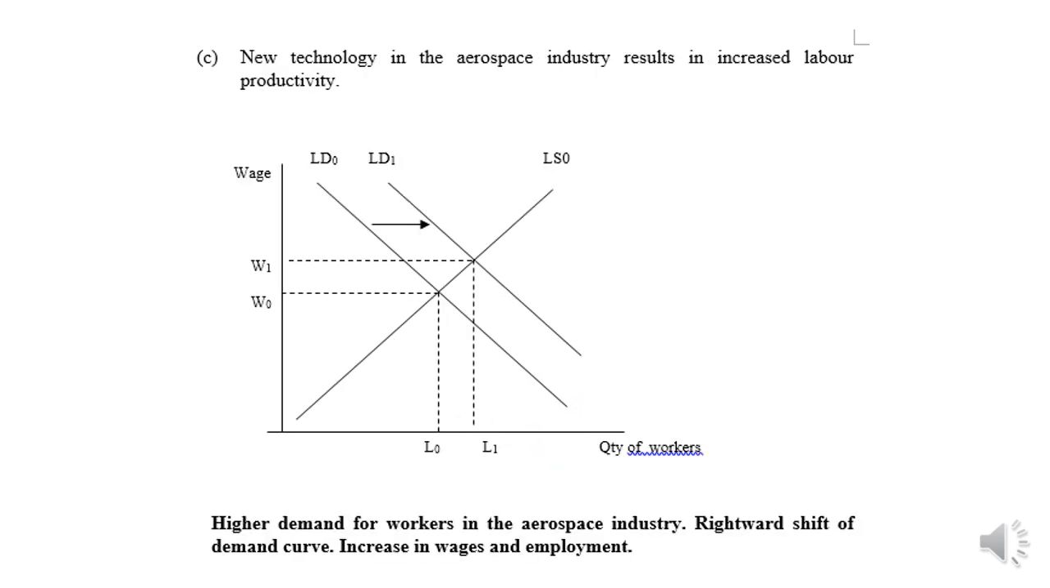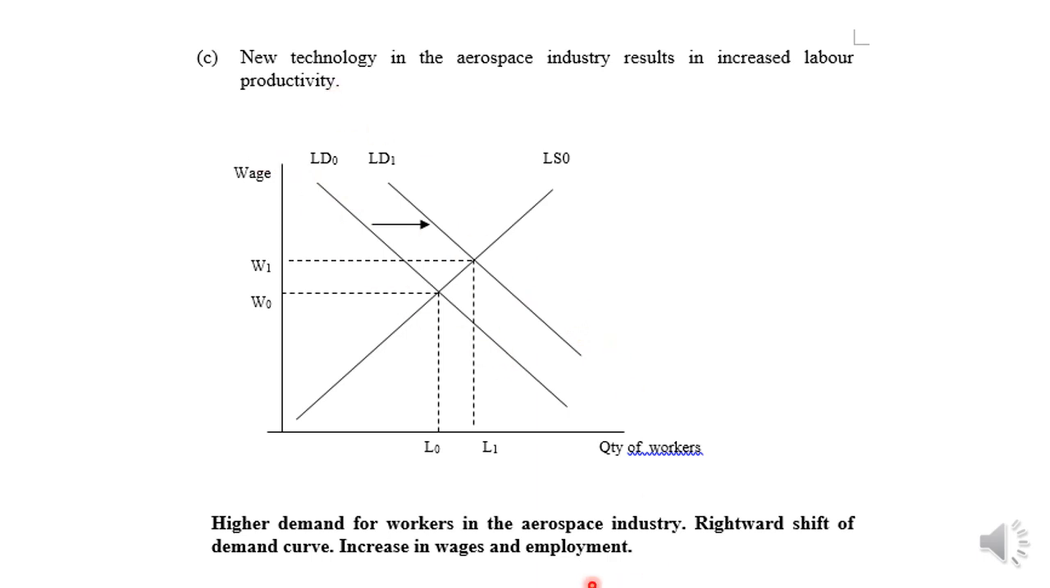Okay, next, new technology in the aerospace industry results in increased labor productivity. Now, whenever labor become more productive, they are more attractive to hire. That means firms like workers who have high productivity. Okay, so when the productivity of workers increase, so firms will want more of them. So demand for workers will rise.